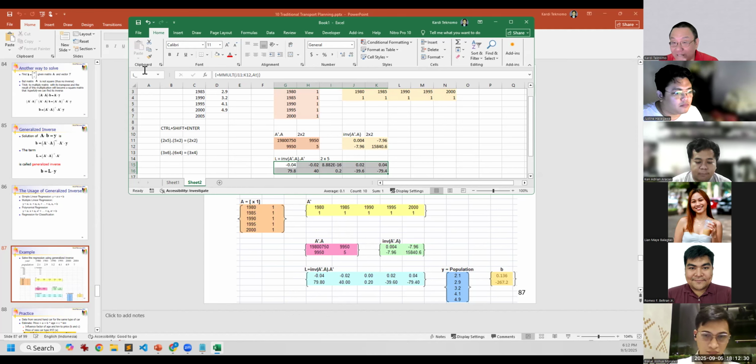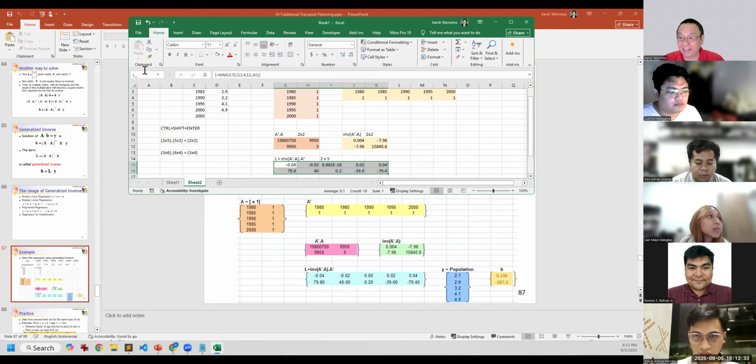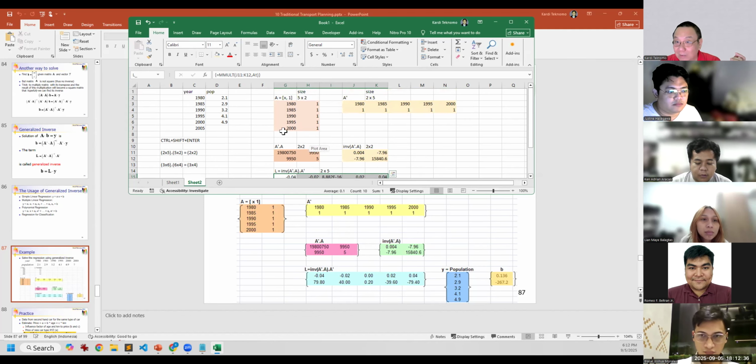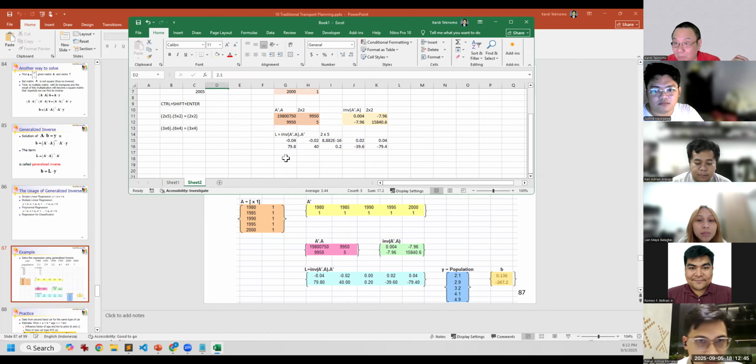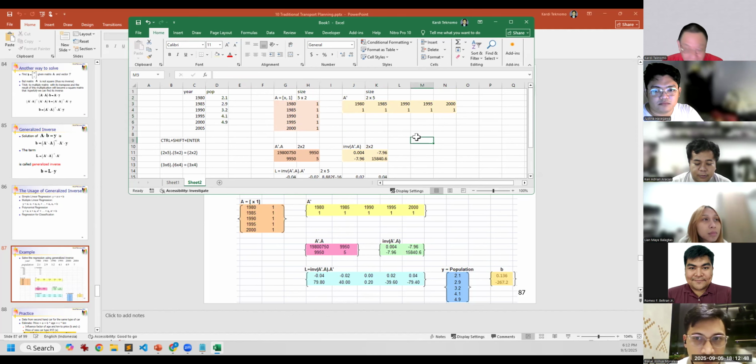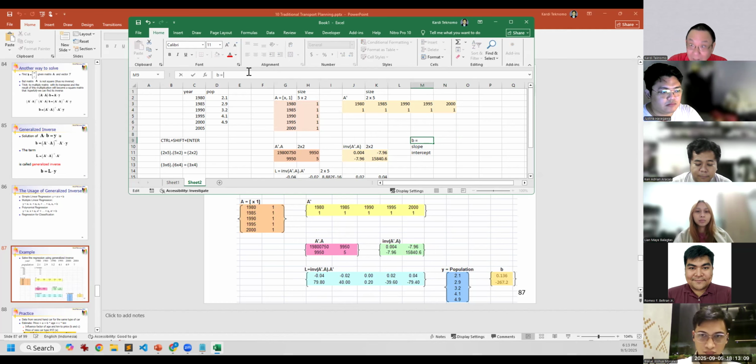Okay, so if I already have the generalized left inverse, that's easy. The y is this one, the population, isn't it? What you want to get is the vector b, which is the slope and the intercept. B is equal to what? L times y. The y is the population.